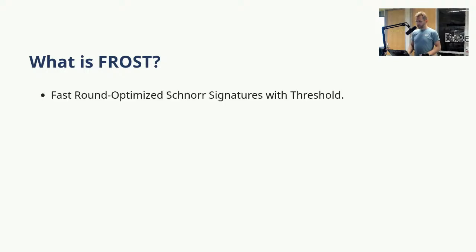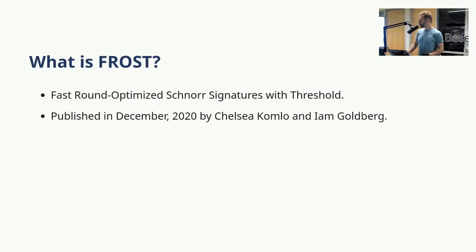So what is Frost? Frost essentially stands for Fast, Round-Optimized Schnorr Signatures with a Threshold. And what we're going to be doing in this presentation is unpacking that so that we can understand what exactly that means. Frost is based on a research paper that was published in December of 2020 by these two people, Chelsea Komlo and Ian Goldberg. These are two people that work at the University of Waterloo in Ontario, Canada. They're also part of a research group there. So they published this paper called Frost.